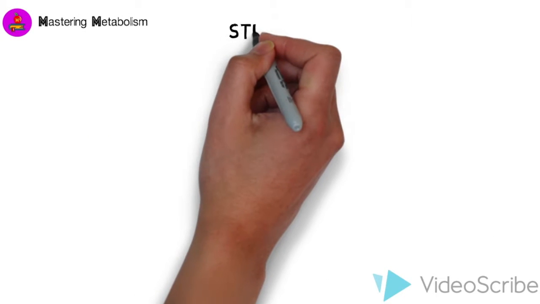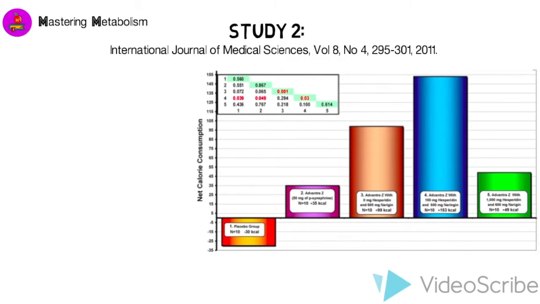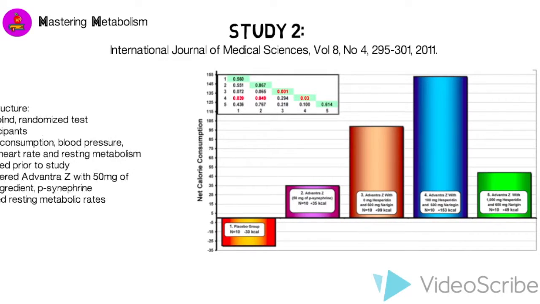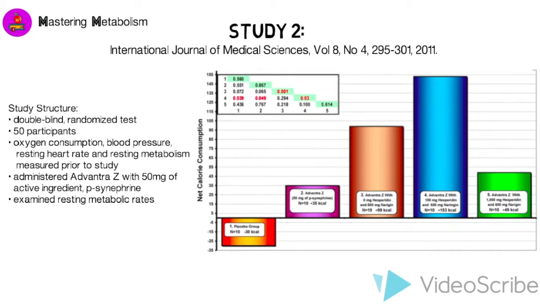A 2011 study by Stohs et al. determined the effect of P-Synephrine on resting metabolism, blood pressure, and heart rate. The experiment was a double-blind randomized test that included 50 participants. Prior to the study, participants had their rate of oxygen consumption, blood pressure, resting heart rate, and resting metabolism measured. The compound P-Synephrine was administered through the bitter orange extract weight loss pill Advantra Z that contained 50 micrograms of the active ingredient to the experimental group. The control received a placebo.